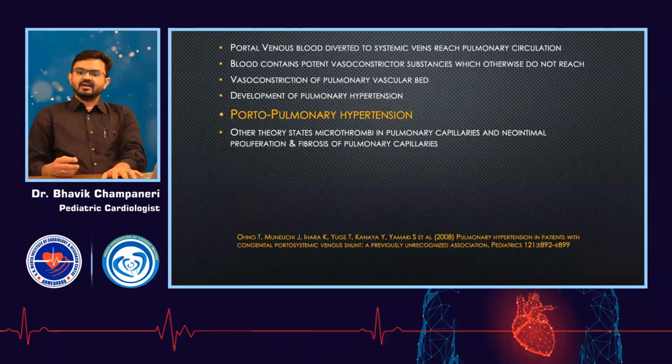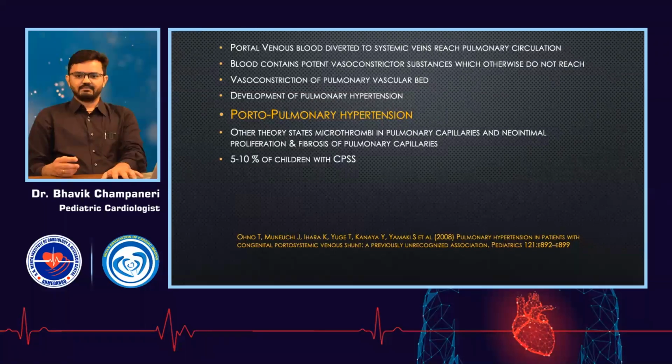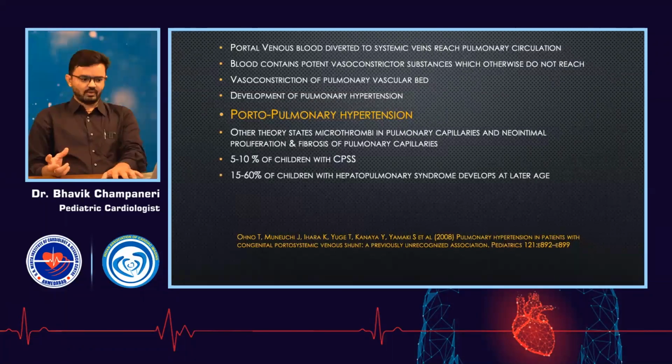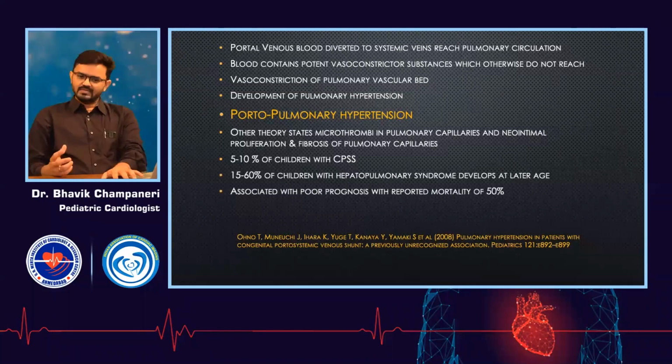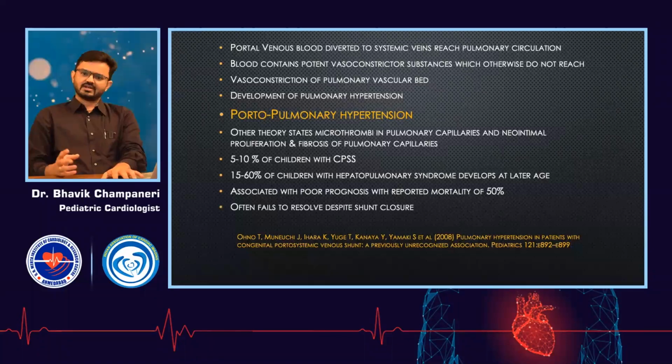15 to 60% of children with hepatopulmonary syndrome develop pulmonary hypertension over a period of time. It is associated with poor prognosis and reported mortality of 50%. Often it fails to resolve despite closing the shunt. So that is important: if it is possible, it is always better to close the shunt before the development of pulmonary hypertension.